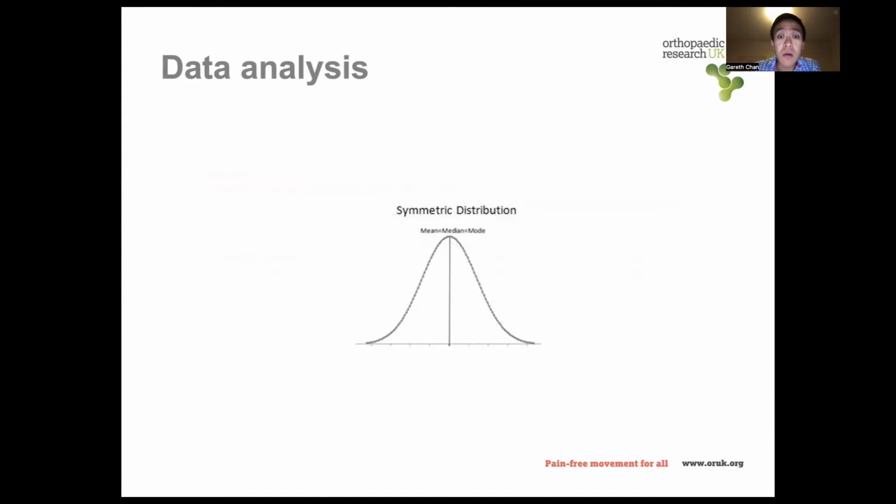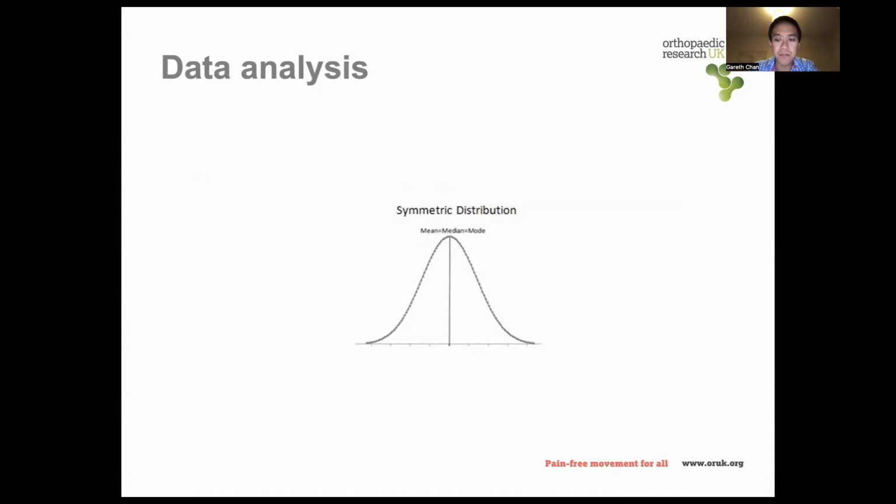Mean, median, mode is a measure of central tendency. So that's how the data pulls around a central point. If data is normally distributed, it forms a bell curve. There's an equal amount of data on one side of the mean and an equal amount on the other side, with the same spread. That is a normally distributed or symmetrical distribution.